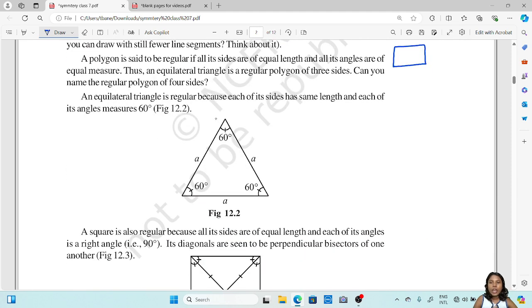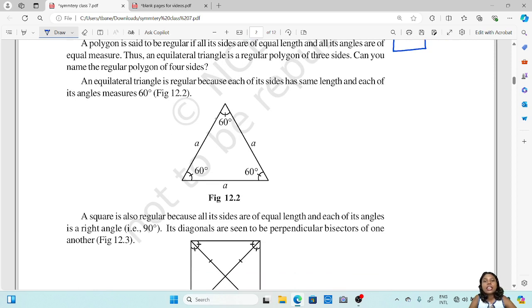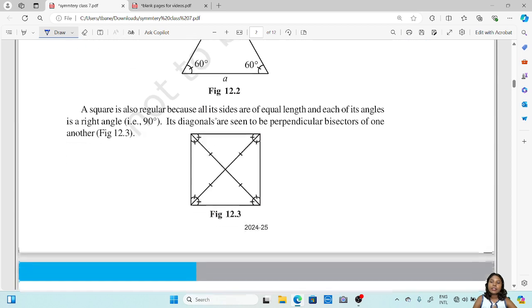Now, an equilateral triangle is regular because each of its sides has the same length. See, all these sides will be equal in length. They have denoted it by A because A is going to be the same throughout. And each of its angles measures 60 degrees. So, each angle is going to measure 60 degrees. Therefore, it is an equilateral triangle.